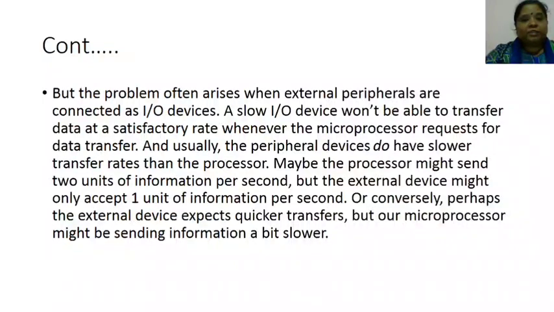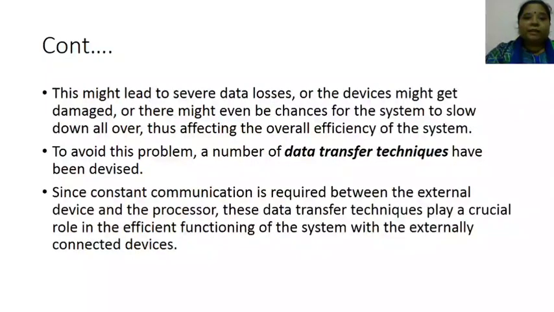Conversely, perhaps the external device expects quicker transfer, but the microprocessor might be sending information a bit slow. This might lead to severe data losses or devices might get damaged, or there might even be a chance of the system slowing down overall, thus affecting the overall efficiency of the system. To avoid this problem, a number of data transfer techniques have been devised. Since constant communication is required between the external device and the processor, these data transfer techniques play a crucial role in the efficient functioning of the system with externally connected devices.